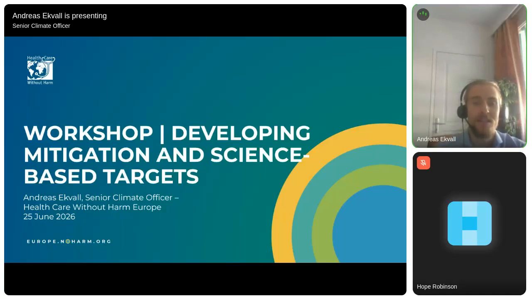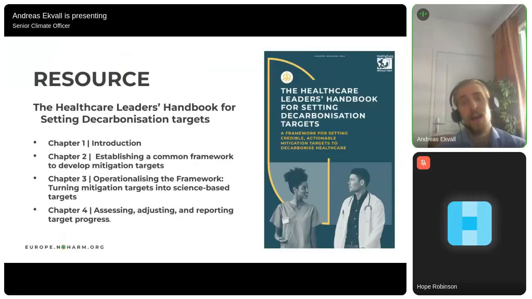Today, I am very excited to introduce our newly developed resource, Healthcare Leaders Handbook for Setting Decarbonisation Targets. This is the first comprehensive handbook for developing mitigation targets and science-based targets for the healthcare sector. As a whole, the handbook contains a common framework for developing mitigation targets while providing recommendations on the design of a first mitigation target, thereafter progressing to describing how to develop more advanced targets and how to monitor and measure progress.